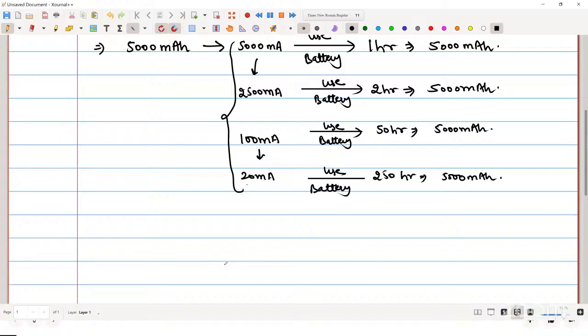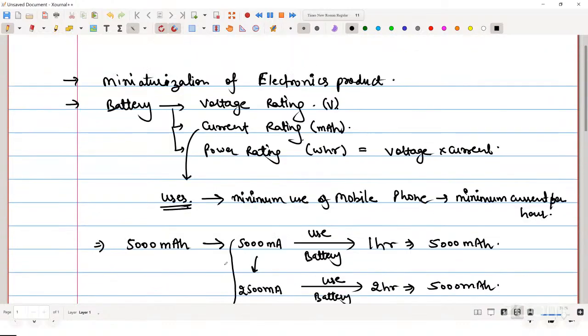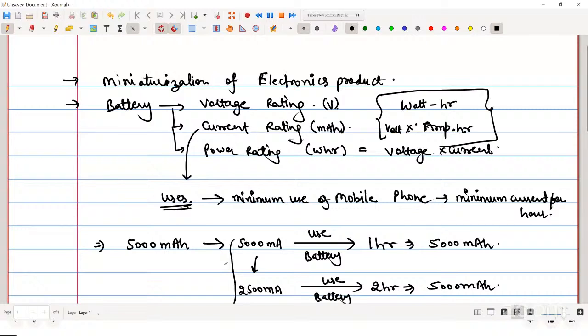If we multiply these two, voltage and current, we get volts multiplied by ampere, which is power. Volts multiplied by ampere is power, represented as watt, and our current is in milliampere hour, so it is called watt hour. That's why the rating of any battery is defined either in terms of current, ampere hour, or in terms of power, watt hour.